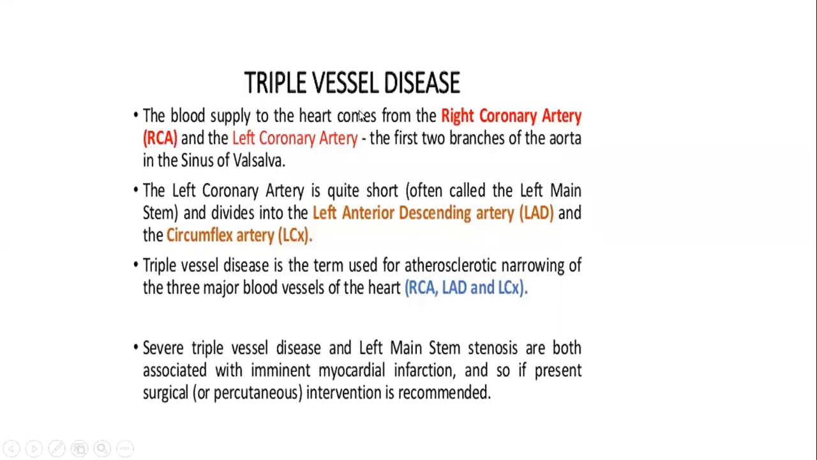When the three vessels are blocked, this leads to major myocardial ischemia leading to myocardial infarction. और इनको खोलने के लिए फिर आपको एंजियोप्लास्टी करनी होती है, जिसमें आप स्टेंटिंग करते हैं या फिर सर्जिकली खोलते हैं. बाईपास करना पड़ता है या फिर एंजियोप्लास्टी, जिसमें आप स्टेंट्स इंट्रोड्यूस करते हैं to keep these arteries patent open.